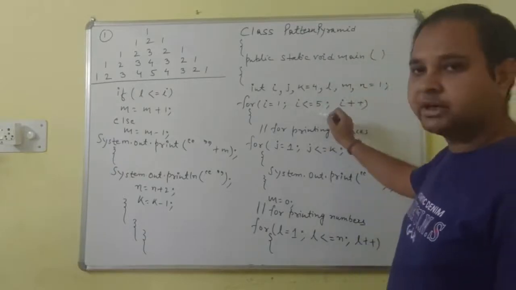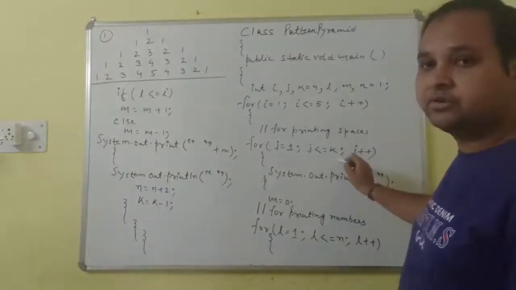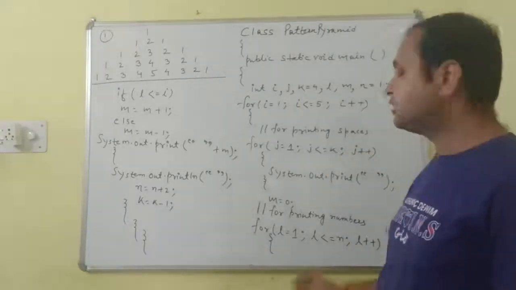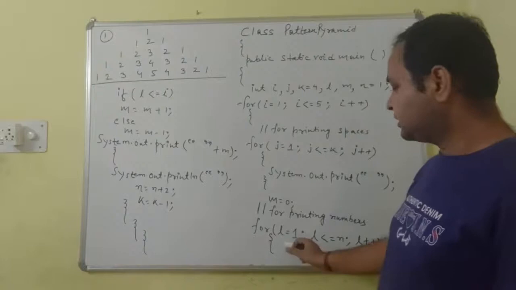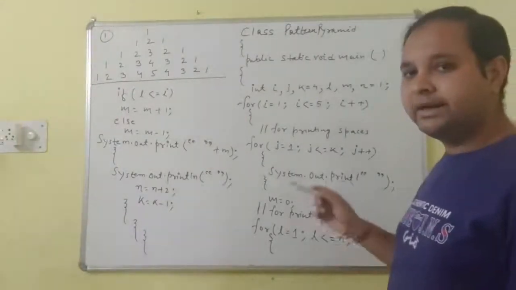The i loop is again rotated. i is updated to 2. Then it comes to this loop. The k value is now 3. So the j loop runs 3 times and prints 3 spaces. Now this l value starts from 1. n value is your 3. So this loop will run 3 times.